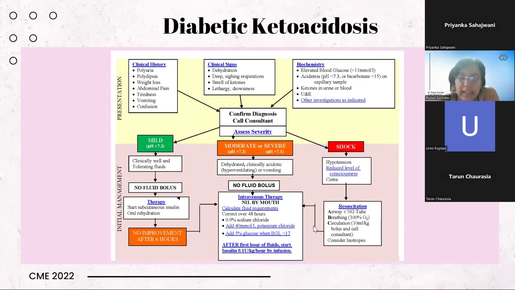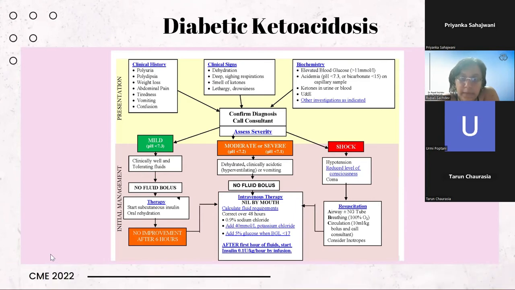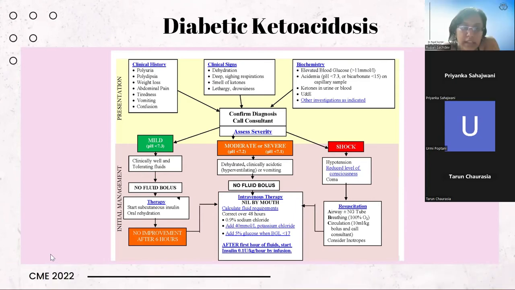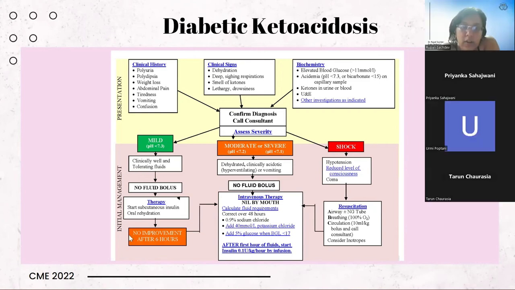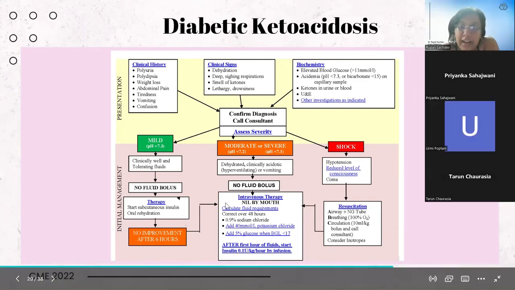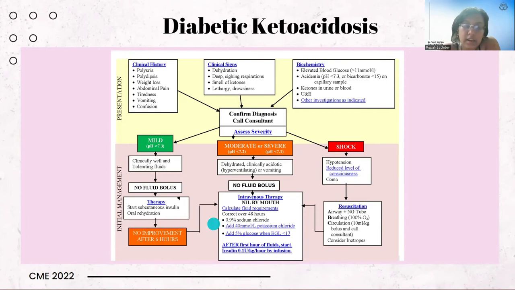So a mild case will have a pH of less than 7.3, right? So that's how you know that, okay, the patient is relatively stable. And they'll also be tolerating your fluids well. They will not be as dehydrated. So you can see how important just assessing the fluid status of a pediatric patient is.